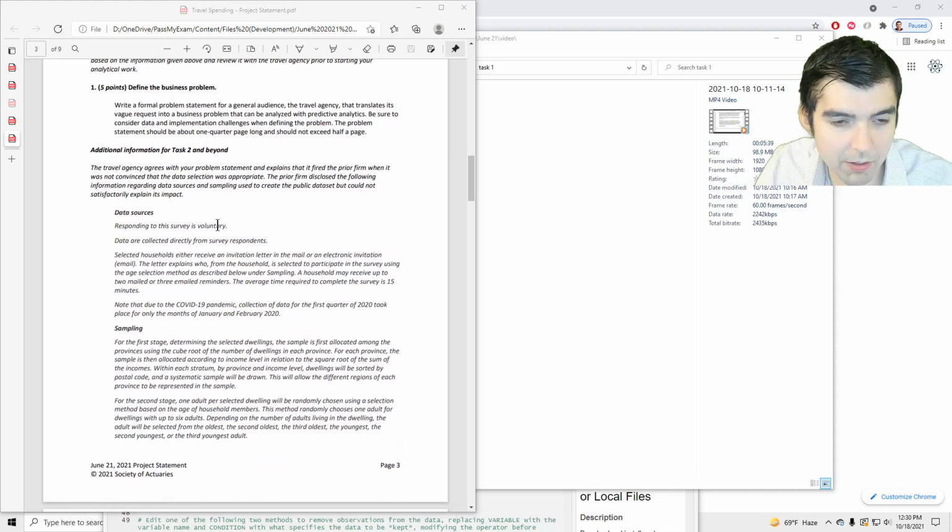Responding to this survey is voluntary. Data are collected directly from survey respondents. Selected households either receive an invitation letter in the mail or an electronic invitation email. The letter explains who from the household is selected to participate in the survey using the age selection method and as described below under sampling. A household may receive up to 2 mailed or 3 emailed reminders. The average time required to complete the survey is 15 minutes.